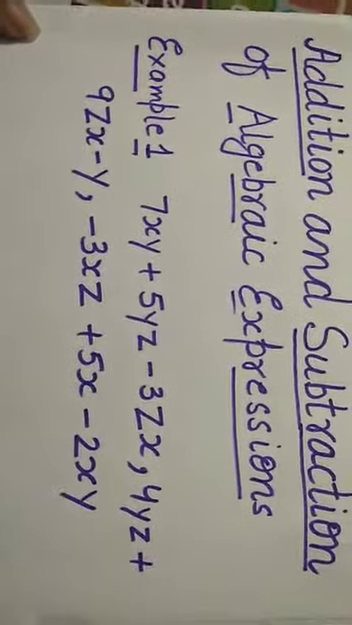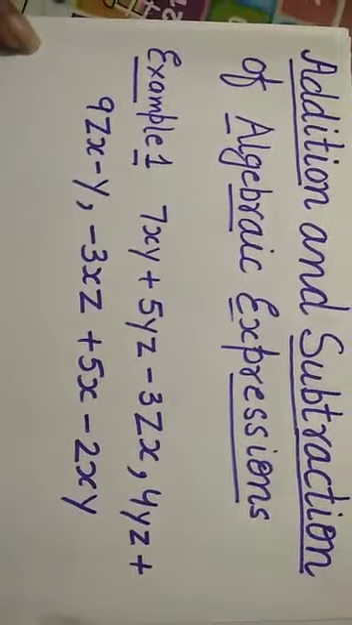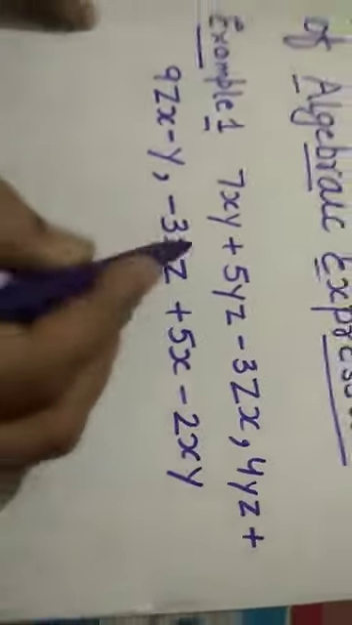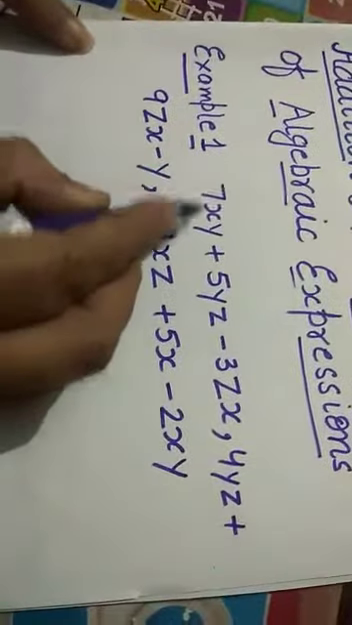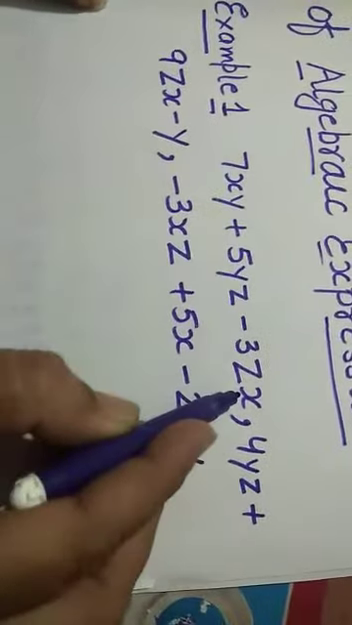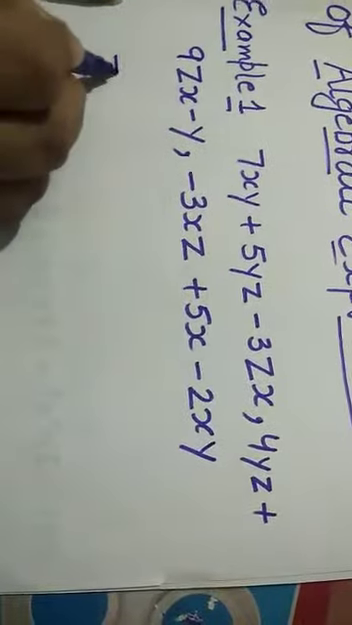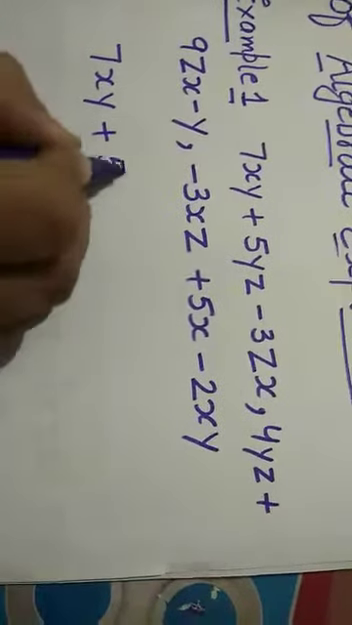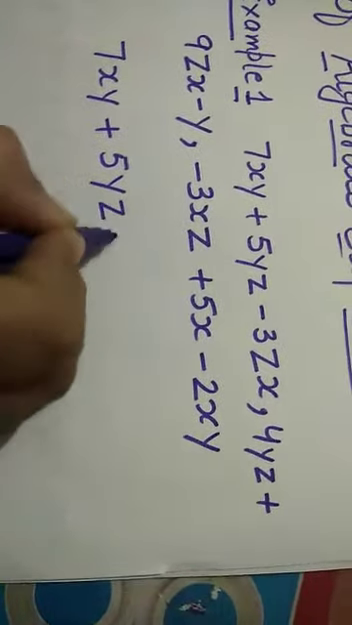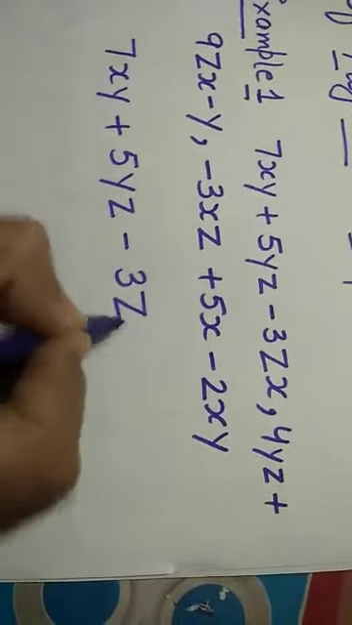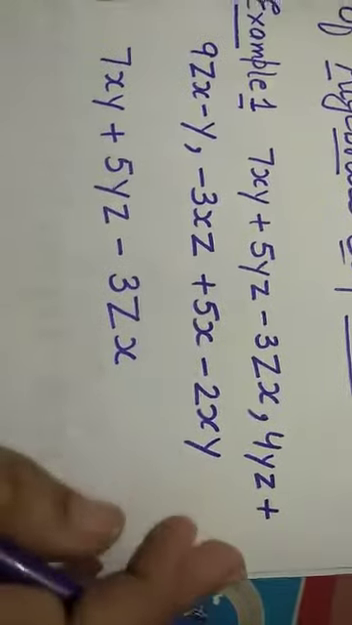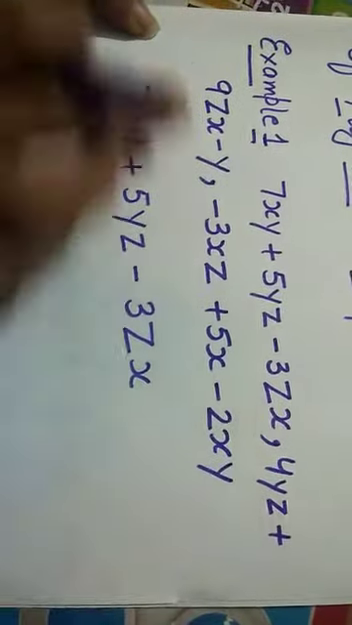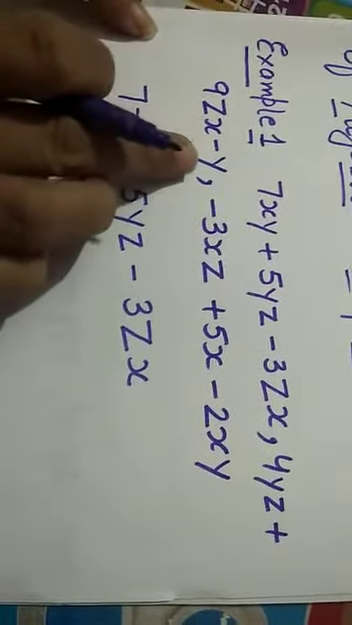Now what we'll do, we'll write each expression to be added in a separate row. There are 3 expressions. First is 7xy plus 5yz minus 3zx. So we'll write this one first. Now second one, this is 4yz plus 9zx minus y.